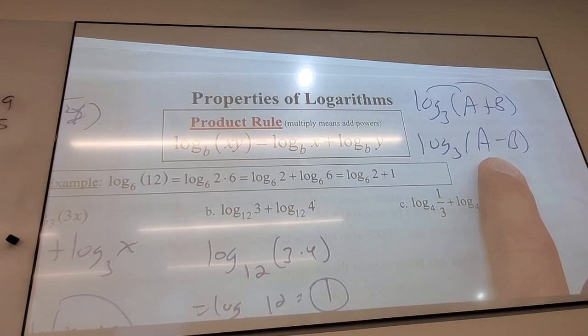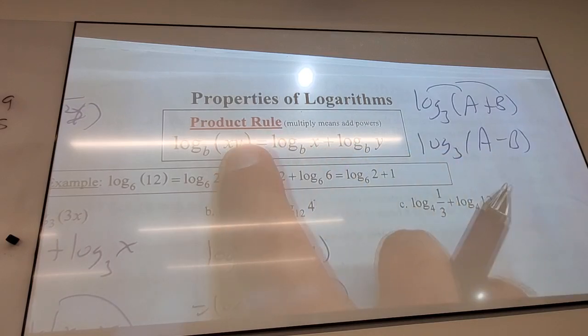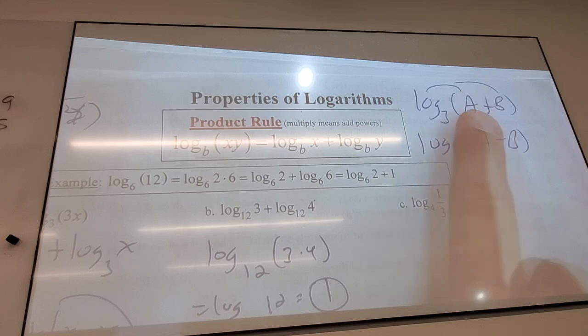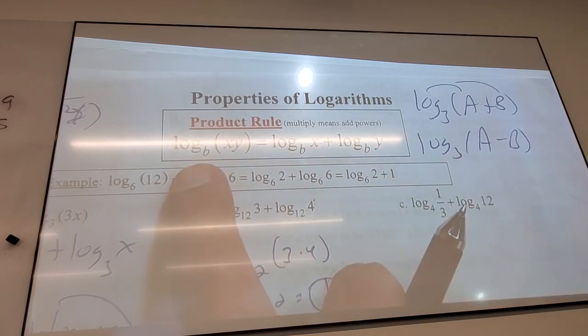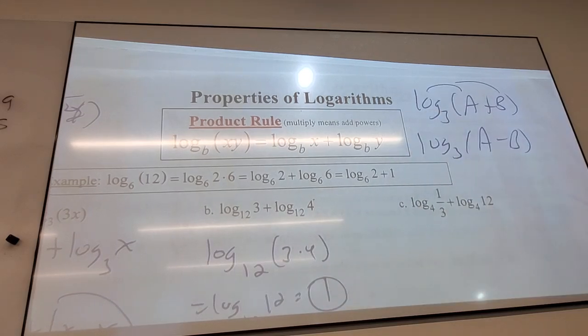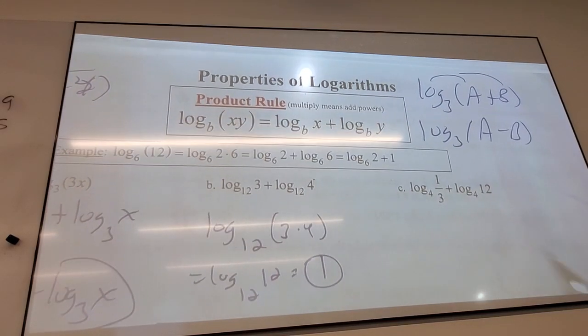So maybe this is the idea of logic. It works one way, but not the other. So if I add two logs, it becomes a single log of the product. If I have a log of a sum, it goes nowhere. It does nothing. Okay.